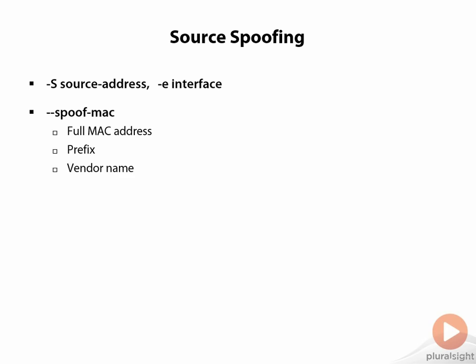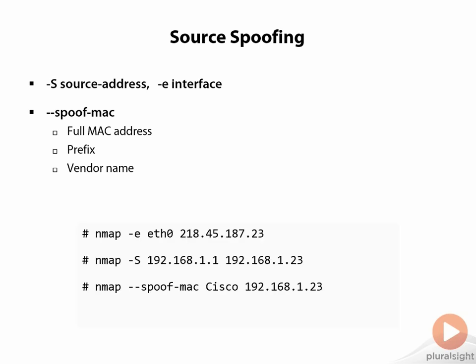Similarly, we can set a fictitious MAC address in the physical layer header to make it look like our card is from a different manufacturer. While this won't fool anyone for very long, it can deflect suspicion for a while. The argument to the --spoof-MAC option can be a full MAC address, a vendor's prefix, or the vendor's name. Here's a few examples. The last one sets the MAC address's first 3 bytes of data to match Cisco's prefix, and then the last 3 bytes of the MAC are by default set to random data.